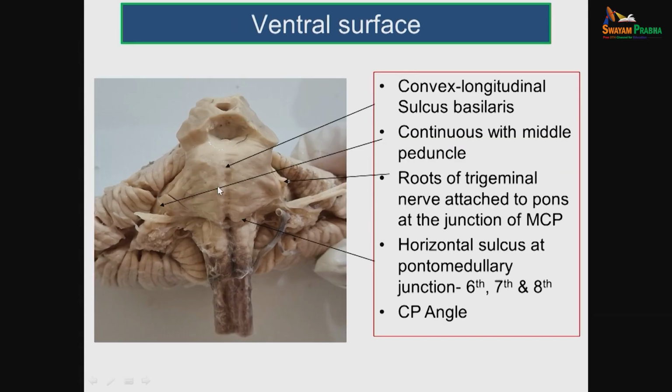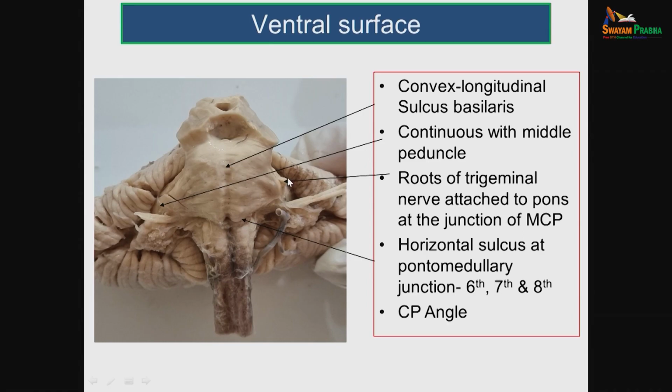Now, coming to the ventral surface. You can see in this image, in the ventral surface, there is a longitudinal sulcus, called the sulcus basilaris. This lodges the basilar artery, and the pons is connected to the cerebellum through the middle cerebellar peduncle. Here you can see the middle cerebellar peduncle. On either side, it is connected to the cerebellum through the middle cerebellar peduncles, where the cerebellopontine fibers run through this peduncle.